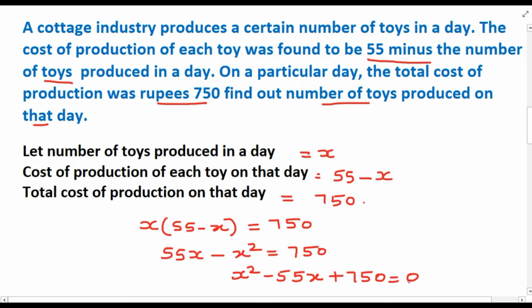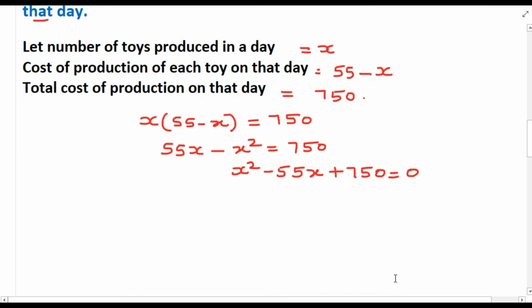Now you need to find two numbers such that the product should be 750 and the sum should be minus 55. So we need to find two numbers whose product is 750 and sum is minus 55. We can take that as minus 25 plus minus 30, and minus 25 into minus 30. Now we will split the middle term.